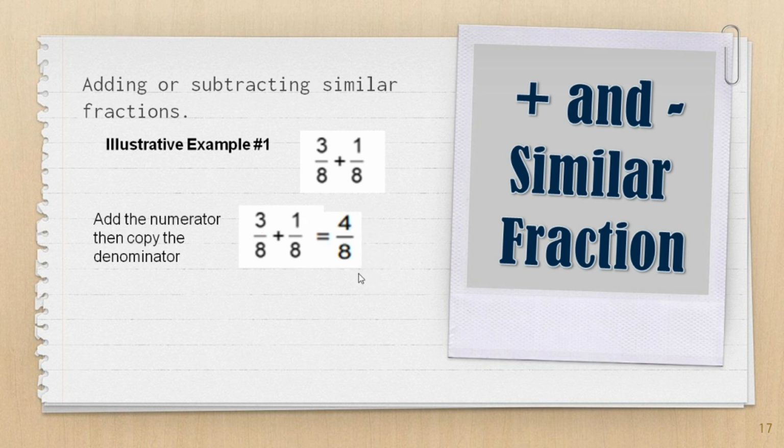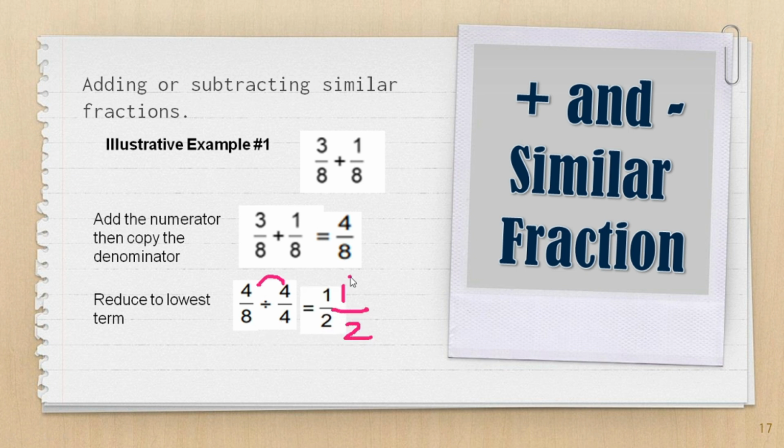So, yan na ba yung final answer? Not yet. We can still reduce 4 over 8 to lowest term. So, ibig sabihin, pwede pa natin siyang paliitin. Si 4 over 8, pwede pa natin siyang i-divide sa 4 and 4. Tama? Common kay 4 and 8, that's 4. So, 4 divided by 4, that's 1, over 8 divided by 4, that's 2. So, pwede pa siya magiging 1 half. Therefore, 3 over 8 plus 1 over 8 is equal to 1 half.